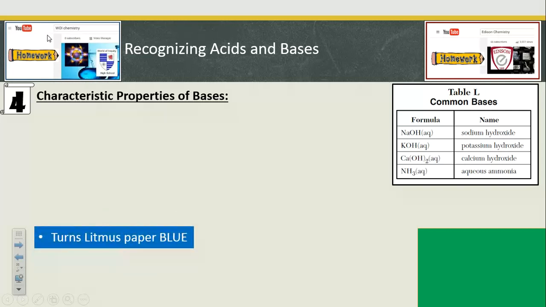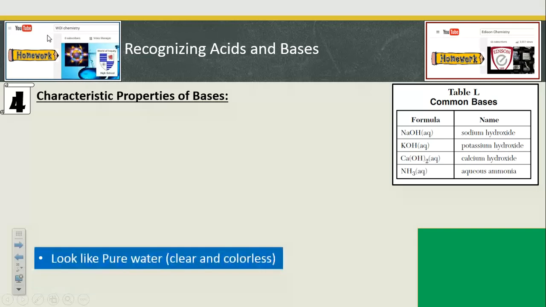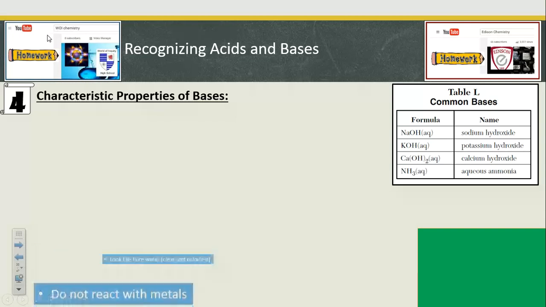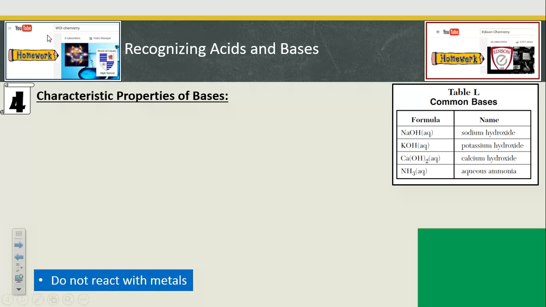Litmus paper is an indicator, and it will turn blue in a base, blue for base, when you're talking about litmus. And again, they look like pure water, so they're clear and colorless again, which is misleading sometimes, but it's always why we test in the lab to make sure we're not just playing around with dangerous stuff.